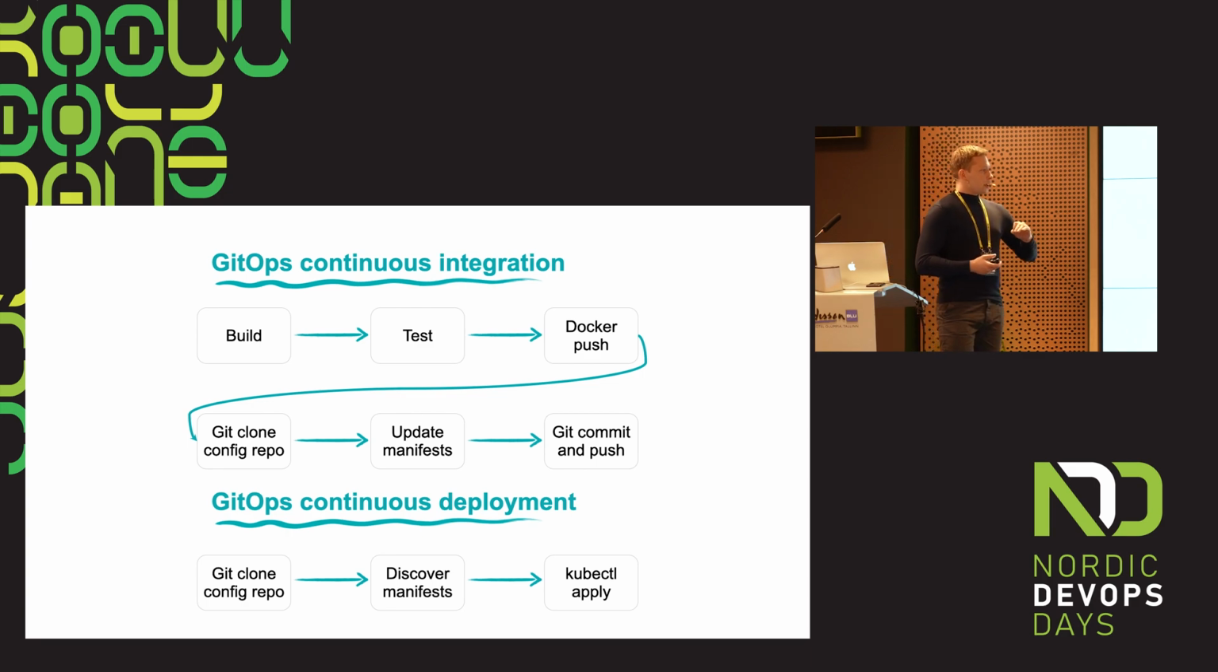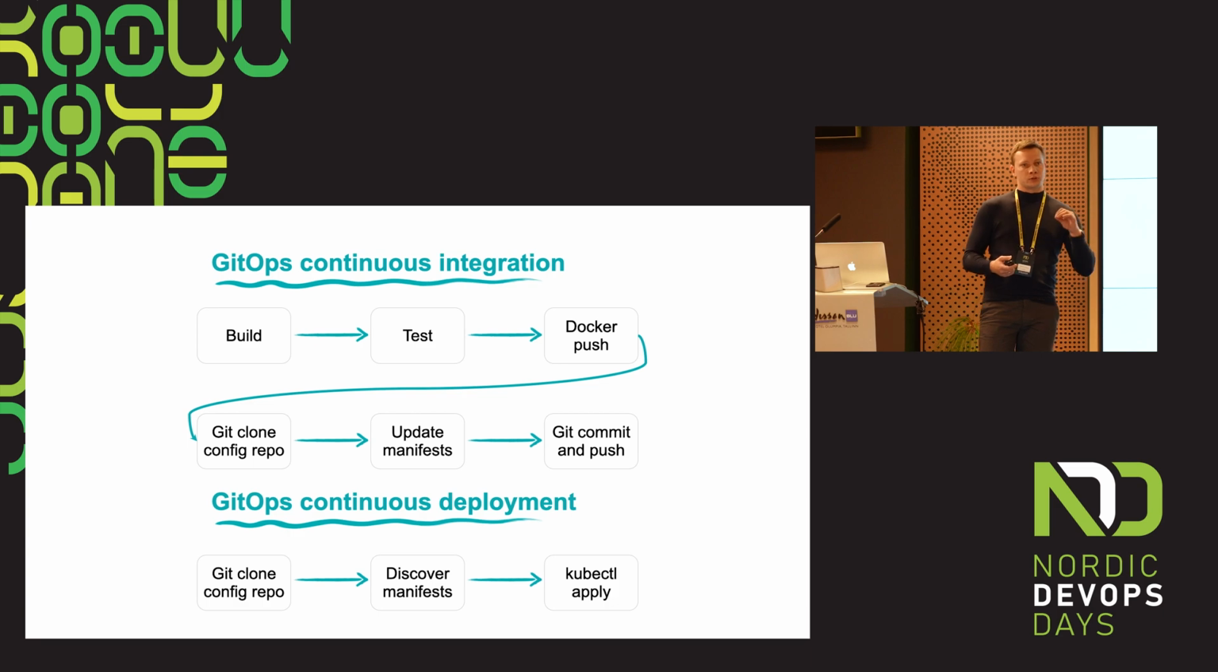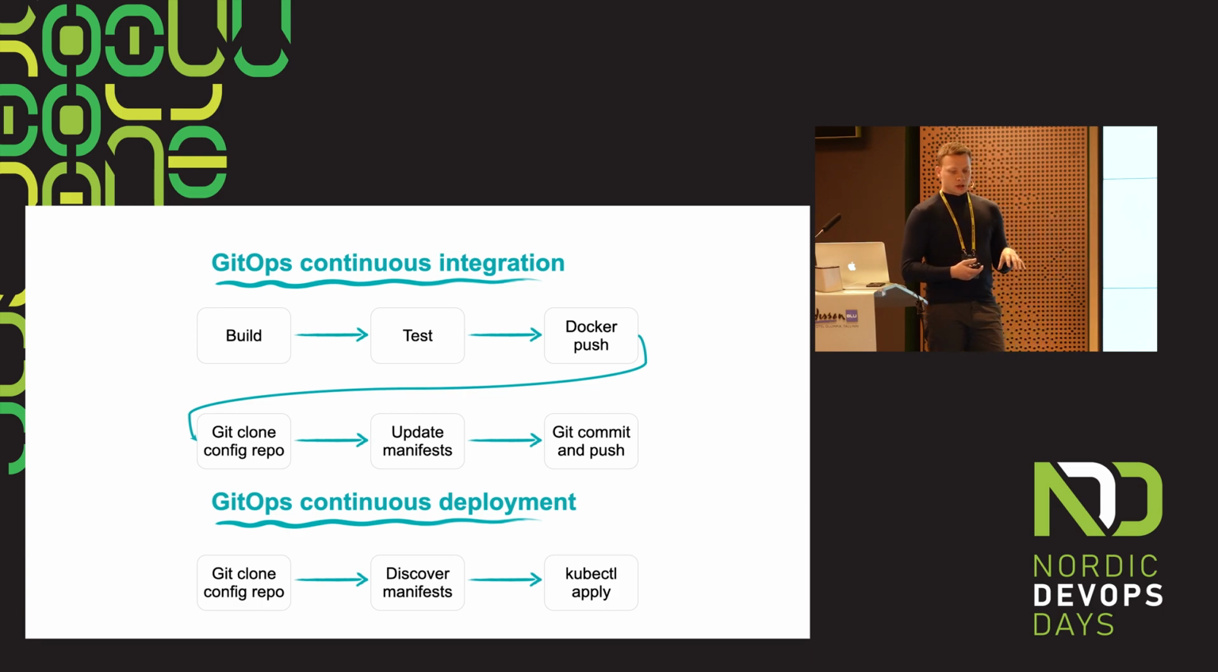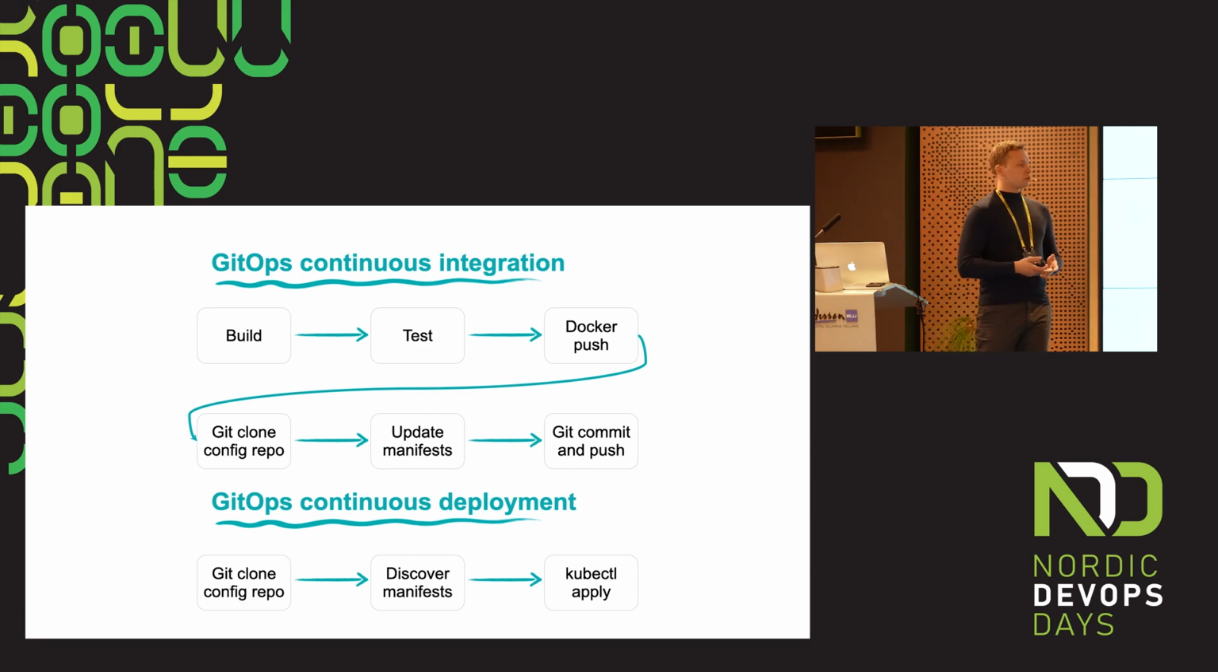And the whole CI process should be responsible for the code repository, and the whole CD process should be responsible for your configuration repository. So if we walk through continuous integration, usually some kind of system is responsible for it, like GitHub Actions, GitLab CI, Jenkins, Argo workflows, you name it.